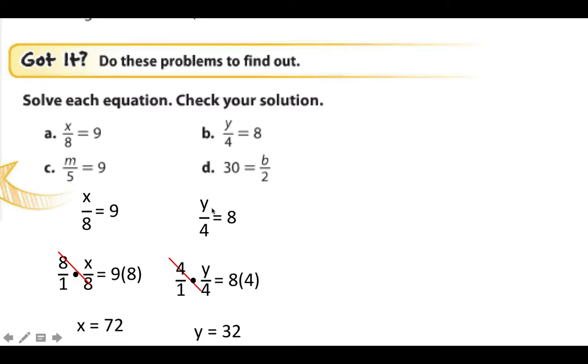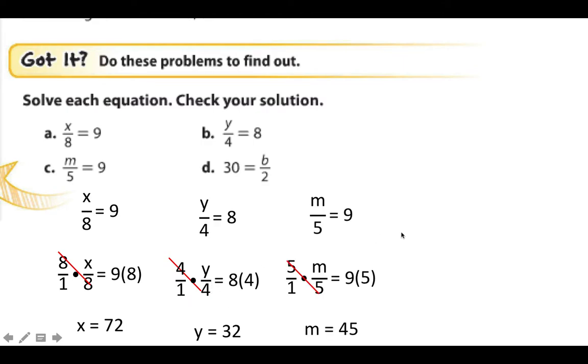For B, we're dividing y by 4, and it should equal 8. So that means I'm multiplying by 4 on both sides of my equal sign. Multiplying 8 times 4, and y divided by 4 times 4. Those 4's end up canceling out. I get my y by itself, and 8 times 4 is 32. So same process here. I'm multiplying by my divisor.